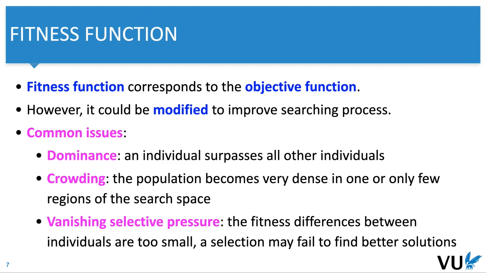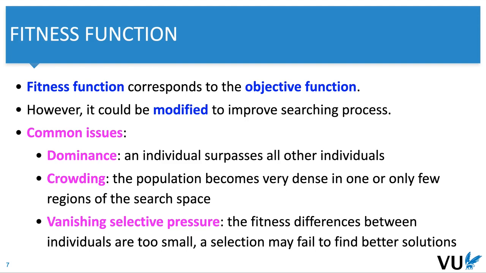And what are common issues in evolutionary algorithms? So first of all is dominance. Some individuals surpass all other individuals. What does it mean? It means that our algorithm will find a solution that is good or very good. However, this is still a local optimum. And then it will attract all other individuals to follow this direction, right? So then, of course, exploration is very bad.